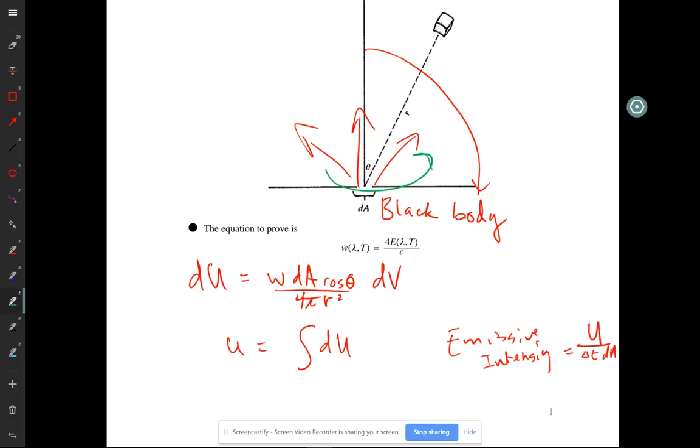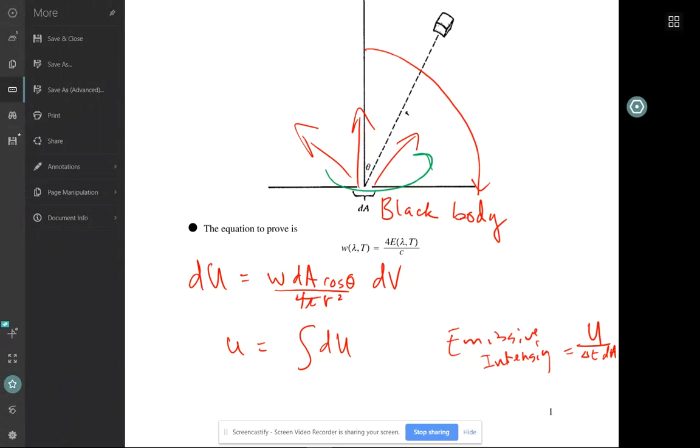Then in my answer, I end up getting 2e over c instead of 4e over c. So there must be some other place where... Yeah, I would have to go through the actual integration. I'll have you look at that.